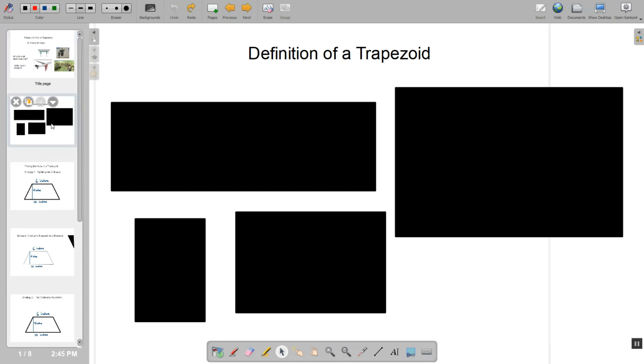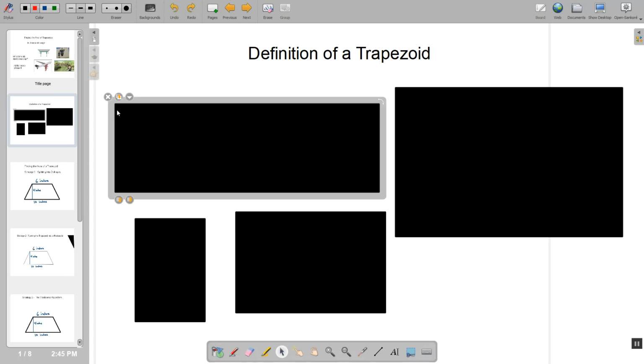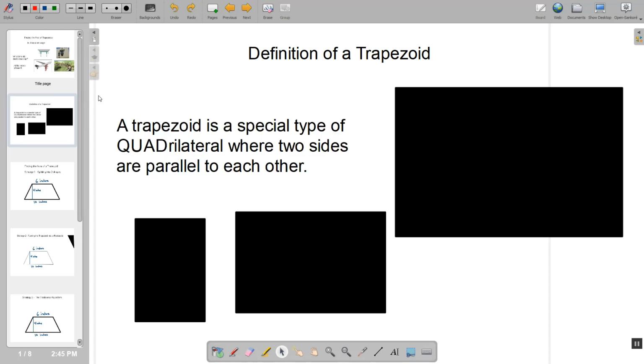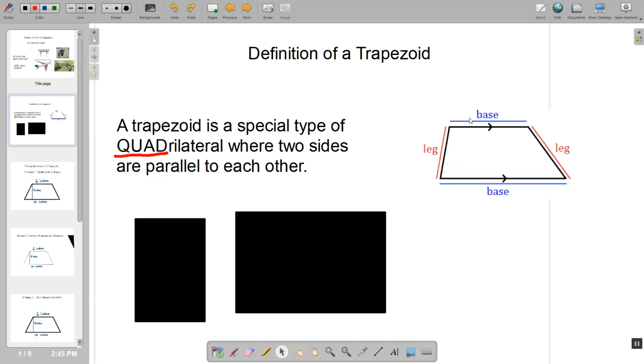So let's just start with the definition of a trapezoid to make sure we're all talking about the same thing. The way that I define a trapezoid is a special type of quadrilateral, and quad means 4, so a 4-sided object where 2 sides are parallel to each other. Most quadrilaterals you'll see are going to be like this, where you have a base and another base that are parallel to each other. That's what this symbol means right here, but they are not equal. And then on the edges you have the leg and the leg.